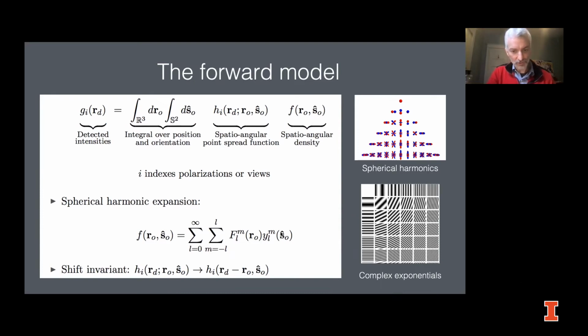Some people refer to these as the Y_LM of S naught, and these expansion coefficients here, which are indexed by 2 discrete indices, L and M, some people refer to as the spherical Fourier transform of a function, okay?